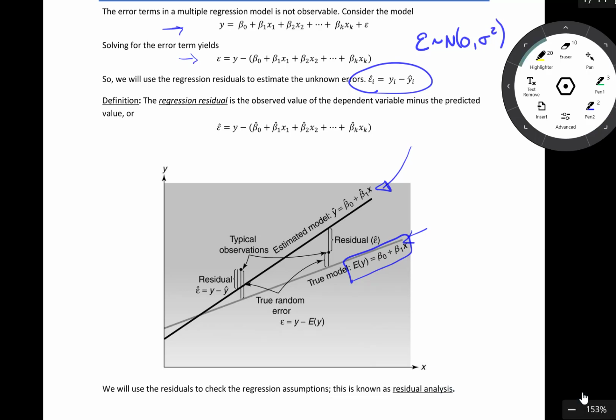Here in this picture, these are just some typical observations that we might see. The true error would actually be the distance between the true model and the observed point, whereas the residual, on the other hand, is the distance between the estimated model and the observed point. And we're using that distance to estimate the green distance, the distance that we're actually interested in.